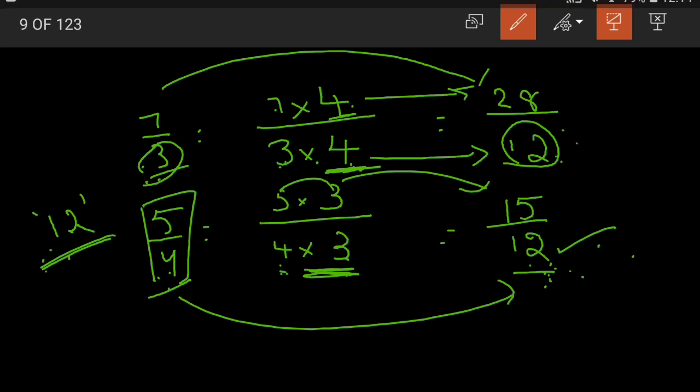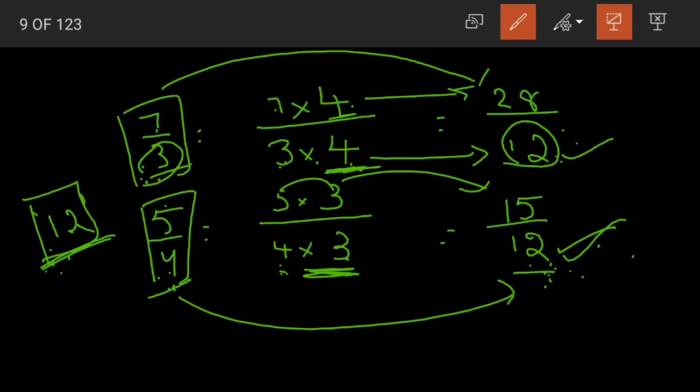Understood, children? Here we have two unlike fractions, 7 by 3 and 5 by 4. When we convert them into like fractions, they should have the same denominator. And what will be the common denominator? It will be the LCM. Now here the LCM is 12. So 12 will be the common denominator.